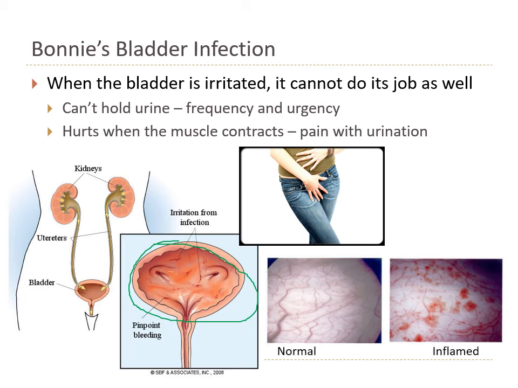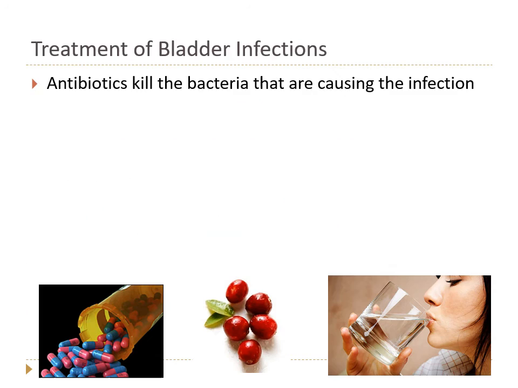We can see here two cystoscopic images of the insides of people's bladders. This is looking at the internal wall of the bladder, and this would be normal here. And you can see in this person it's very inflamed. So someone with a really bad infection, this is what the inside of their bladder would look like. So you can imagine, yes, this would be very uncomfortable.